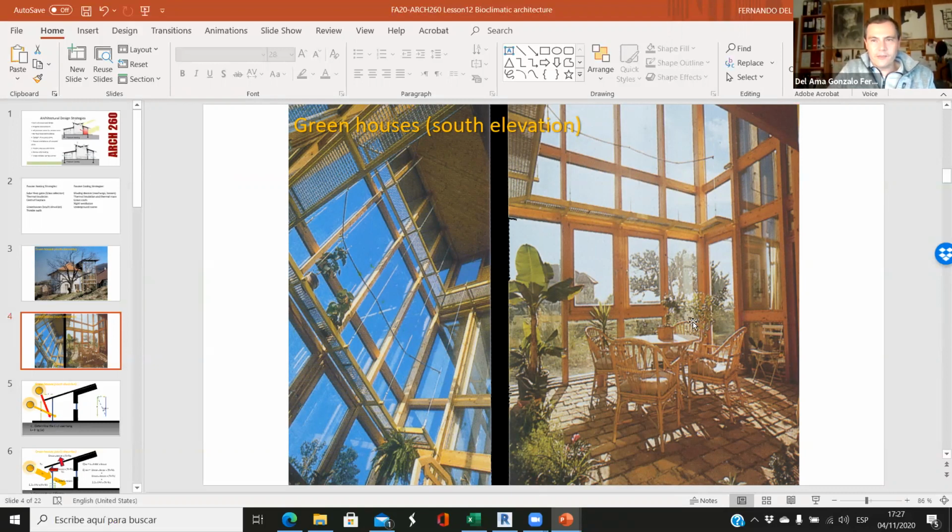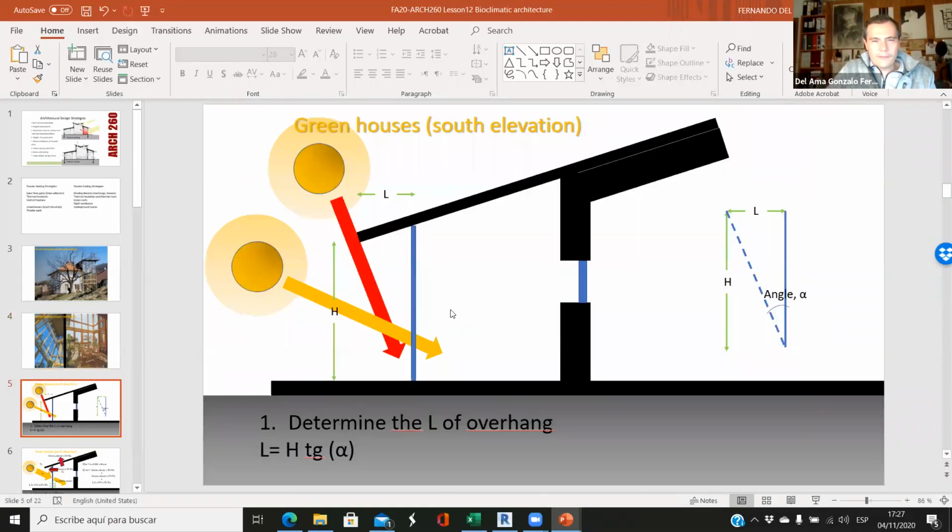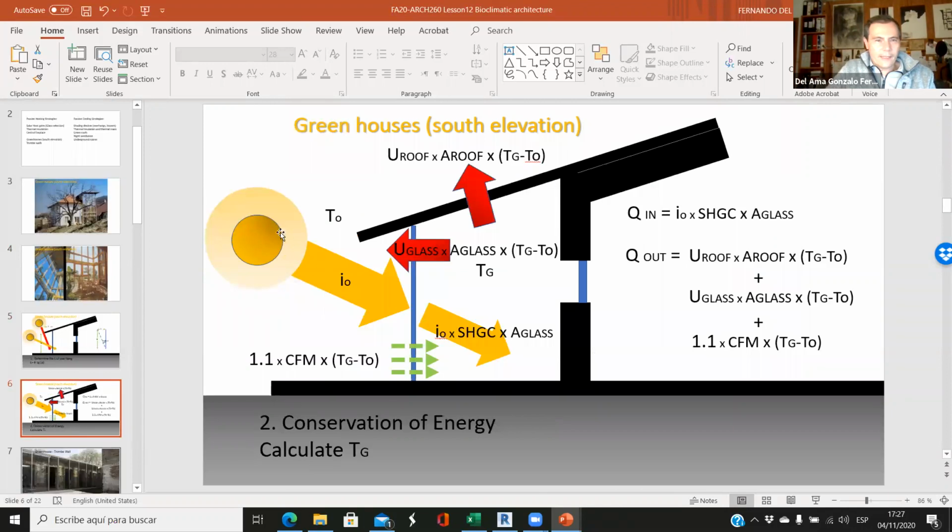So let's do it. There's a physics behind it, sure. So we need to understand that we need a glass here, and we need to compensate the solar gains with the heat losses.